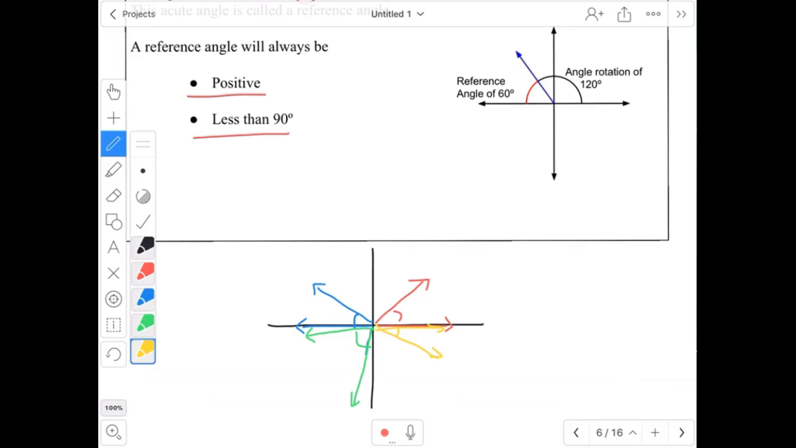reference angle. But for this example that they have up here, you notice they have this angle of rotation of 120 degrees. So they're starting here. Now, because we have this little piece right here, in order to get that angle over to 180, I guess would be kind of a good indicator. Our reference angle would be 60 degrees.